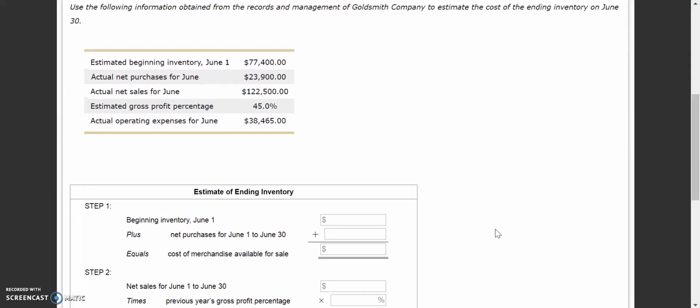So starting with step one, we have our beginning inventory as of June 1st. So we're going to plug that in here, which was 77,400, which is just coming from this information right here. And then we're going to add to that our net purchases for June, which is 23,900. And then we're simply going to add those two together, and we end up with 101,300.